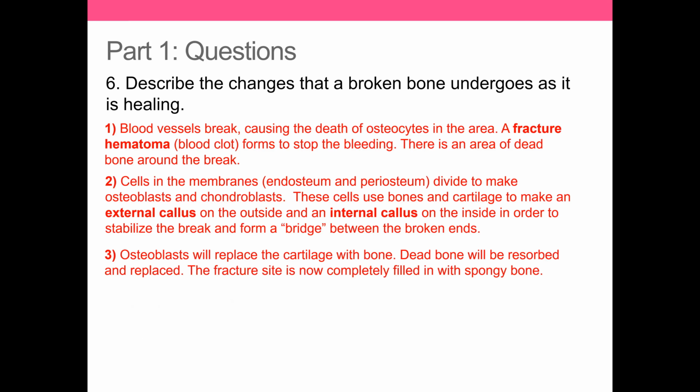Then osteoblasts are going to replace that cartilage with bone. Any dead bone is going to be resorbed and replaced. It'll be resorbed by osteoclasts and replaced with osteoblasts. And at this point, the fracture site is now completely filled in with spongy bone, and this is also the stage where you typically have your cast removed.